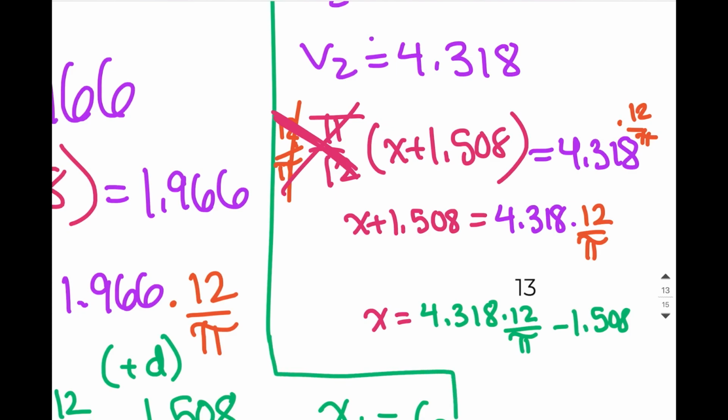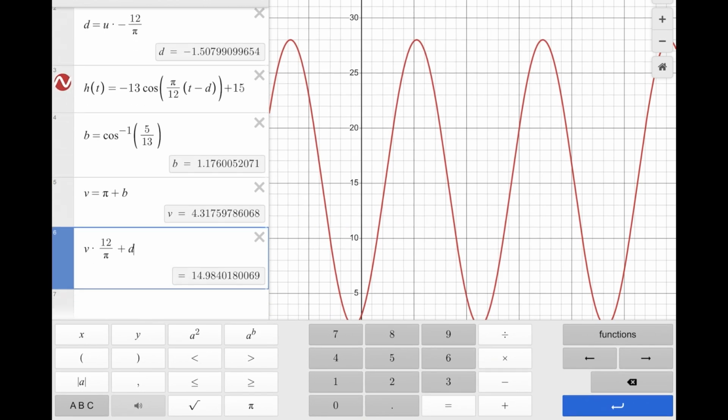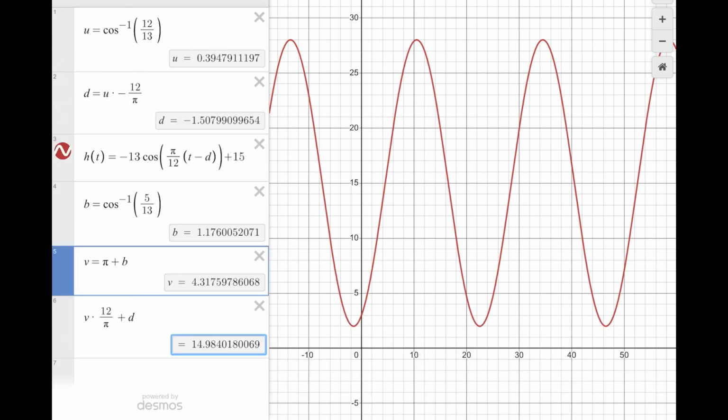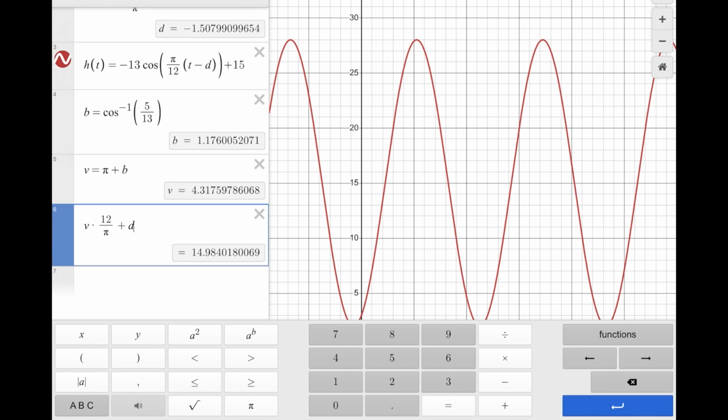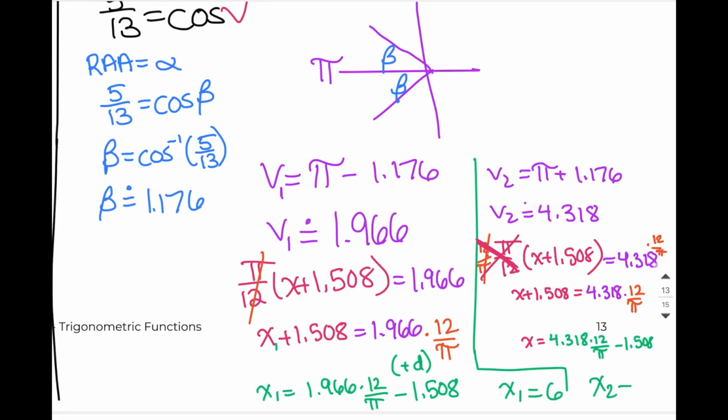And the beautiful thing about Desmos, or storing anything into your calculator, is I've changed this v value to pi plus b instead of pi minus b, and it automatically changed my answer right here to about 15 seconds. This one didn't end up being a nice, pretty even number. So x2 is about 15 seconds.